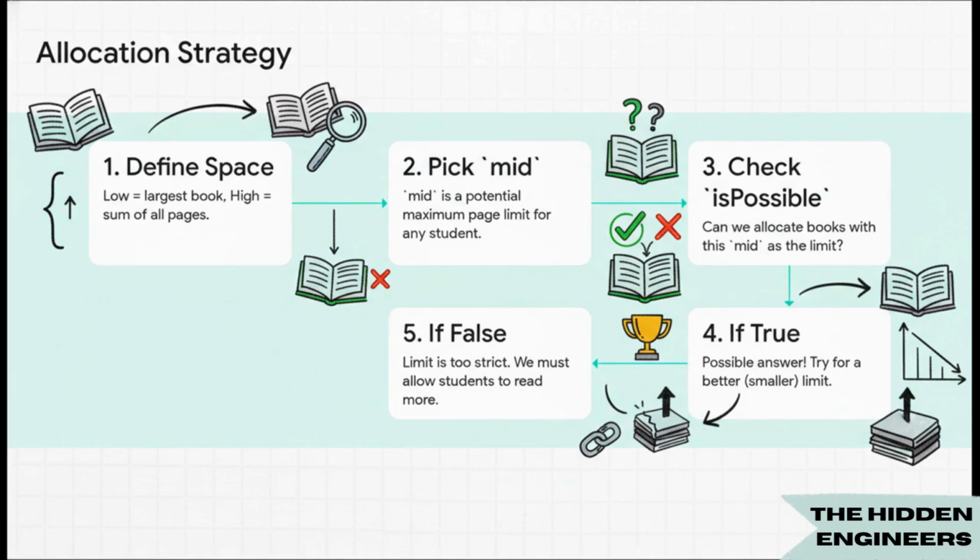If it says true, awesome. That means this page limit works. It's a valid answer. So we save it and try for an even better lower limit by setting high equals mid minus 1. But if it says false, our limit was too strict. We have to let students read more. So we set low equals mid plus 1.